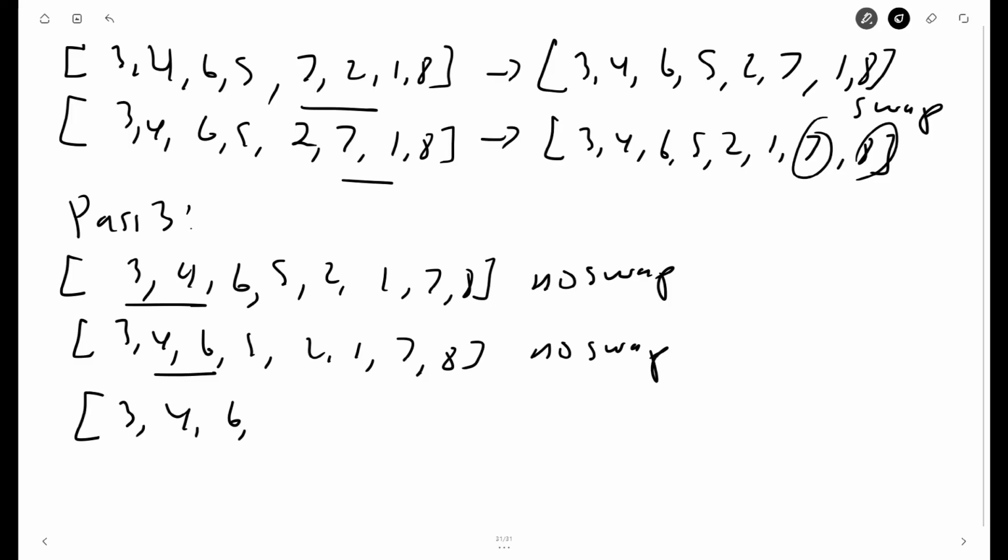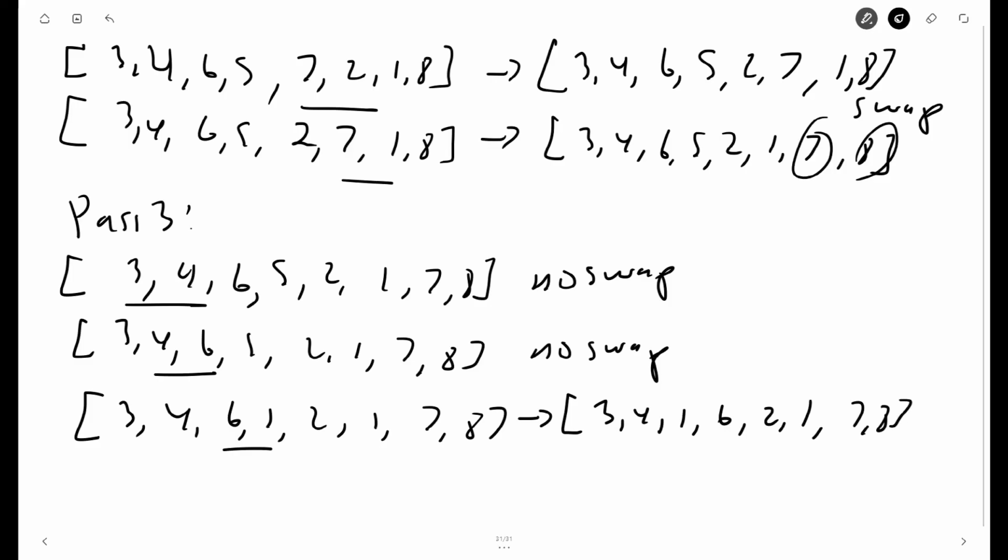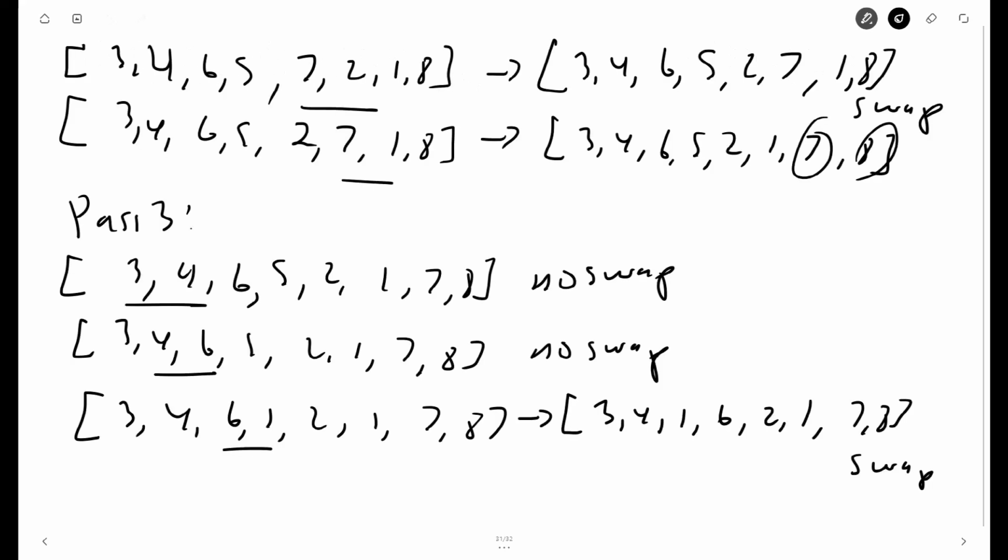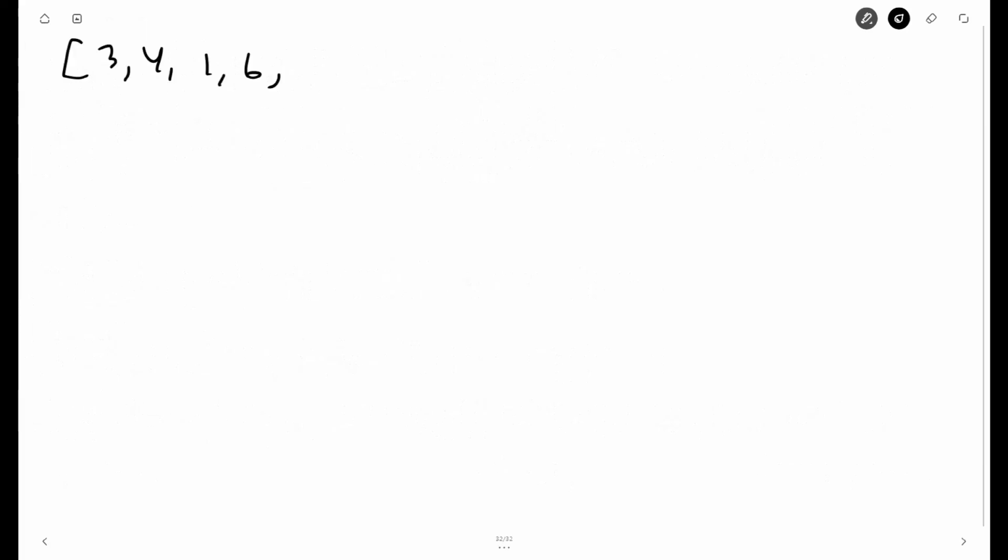4, 6. And then we do 6, 5. So that needs a swap. So now we're gonna do 3, 4, 5, 6, 2, 1, 7, 8. So that's a swap. Let's go to the next page. So with 3, 4, 5, 6. What else? I'm gonna do 2 1 7 8.